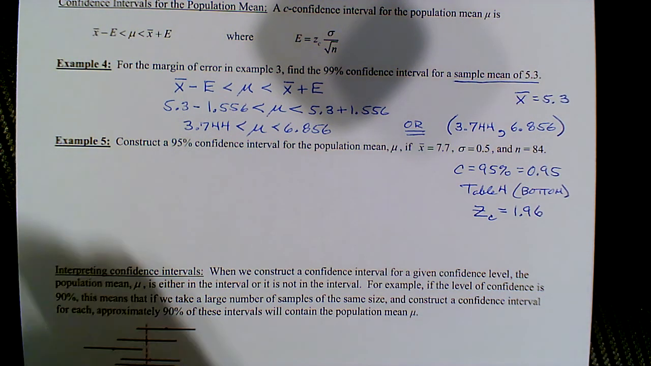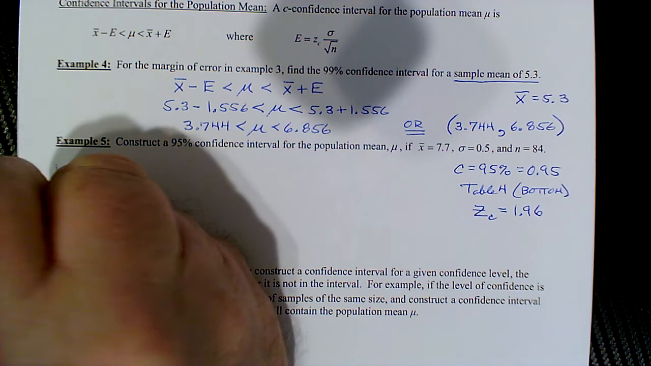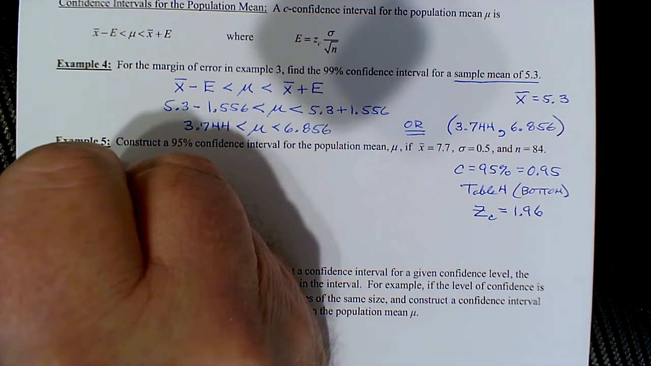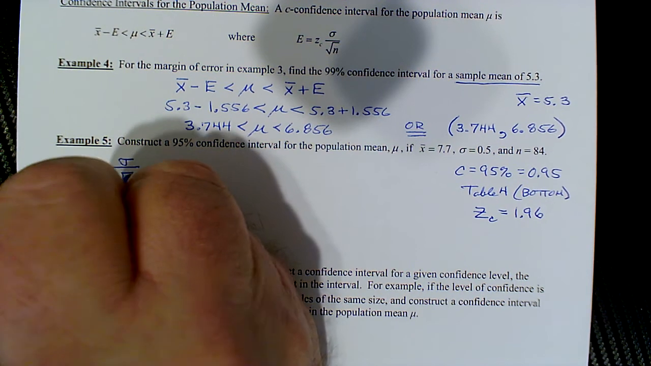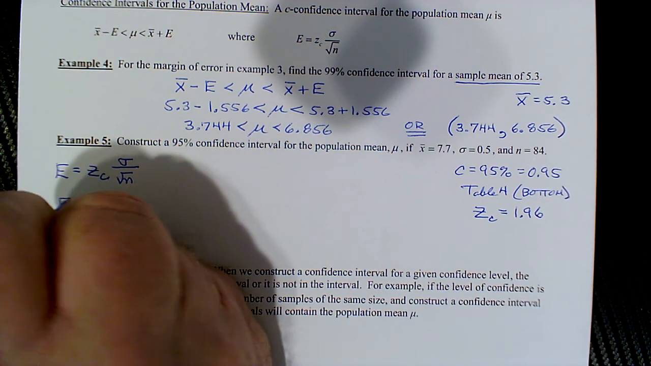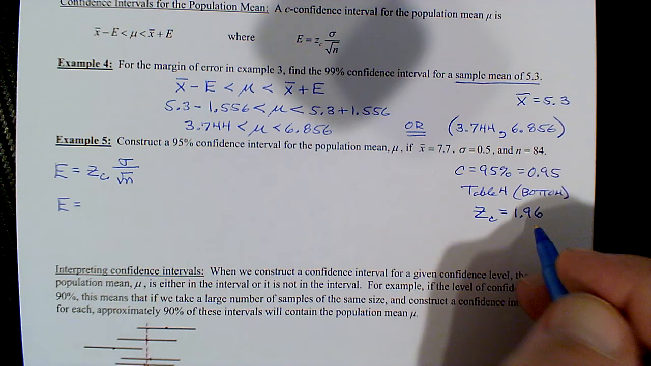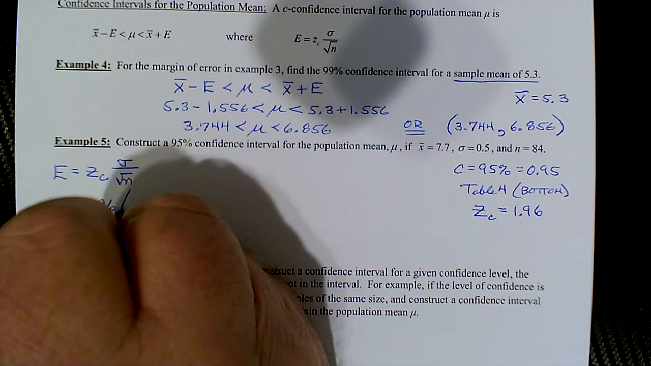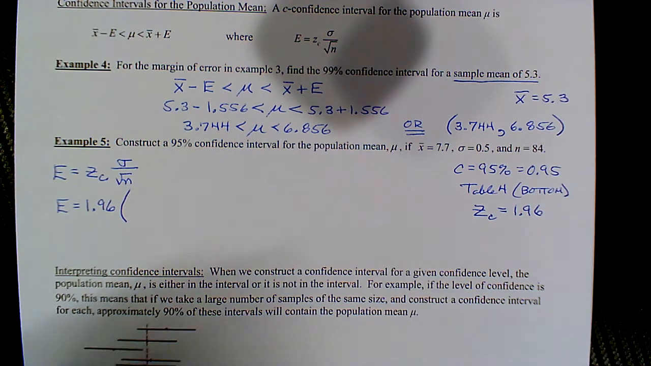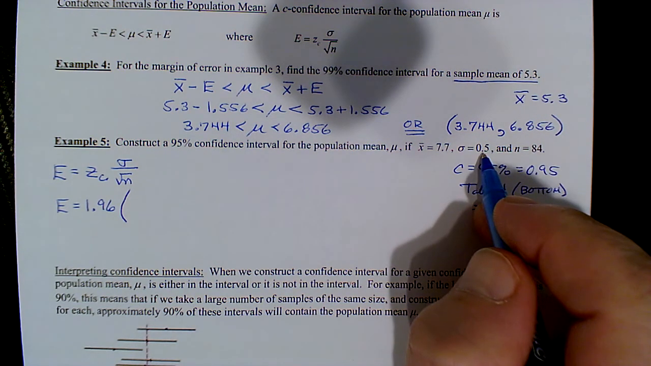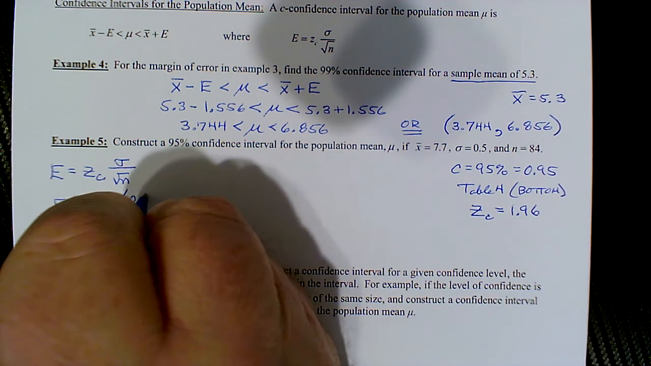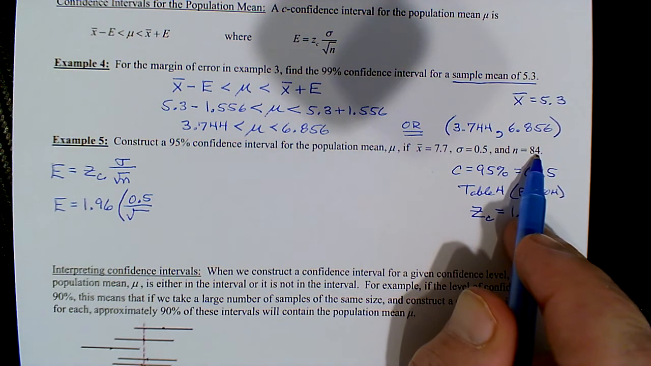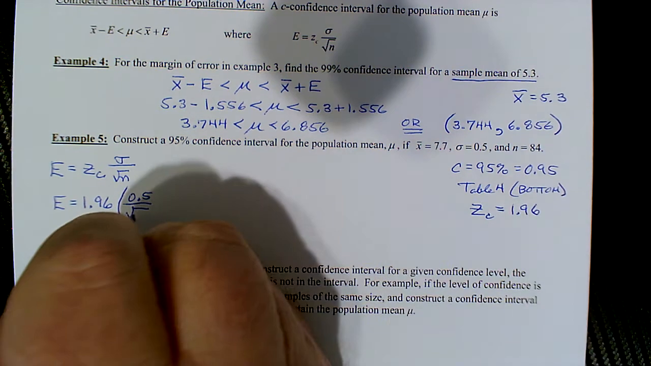And then we have to calculate the margin of error. And the margin of error is given to be z sub c times sigma over the square root of n. So everything's a given here. Now that we know z sub c is 1.96, we have 1.96, and then the standard deviation was a given 0.5, so times 0.5 over the square root of the sample size, and that was also given here to be 84.